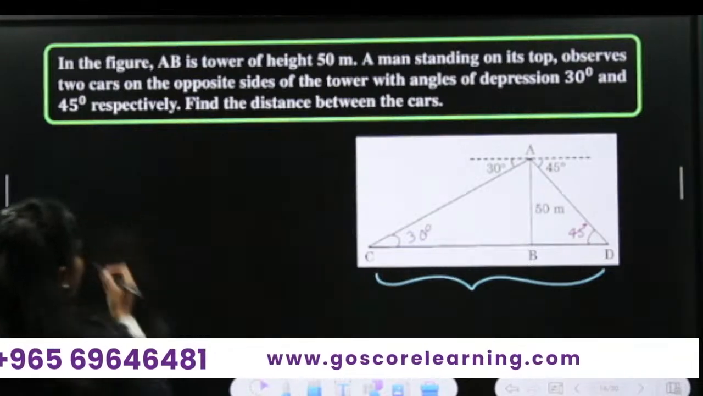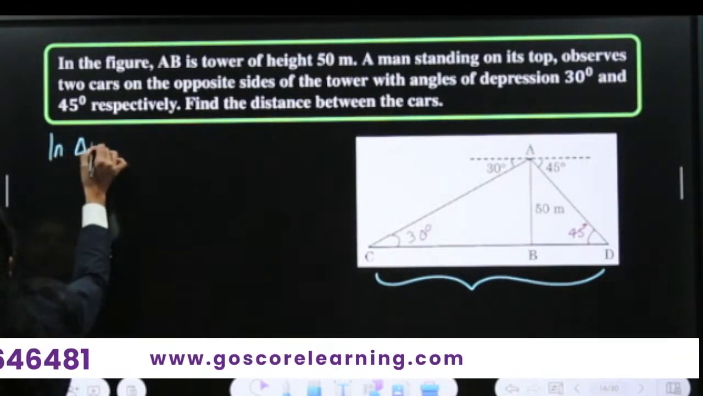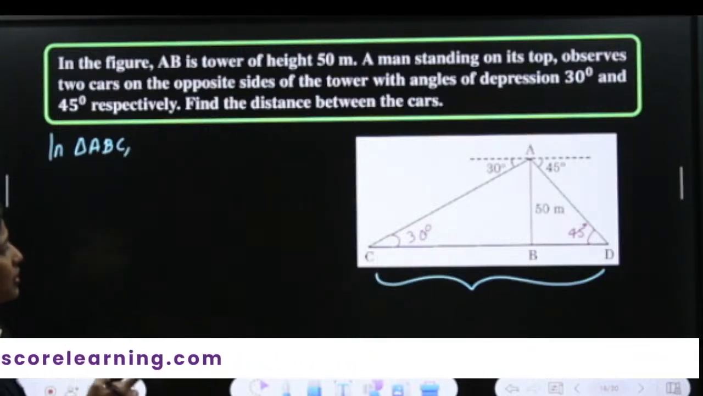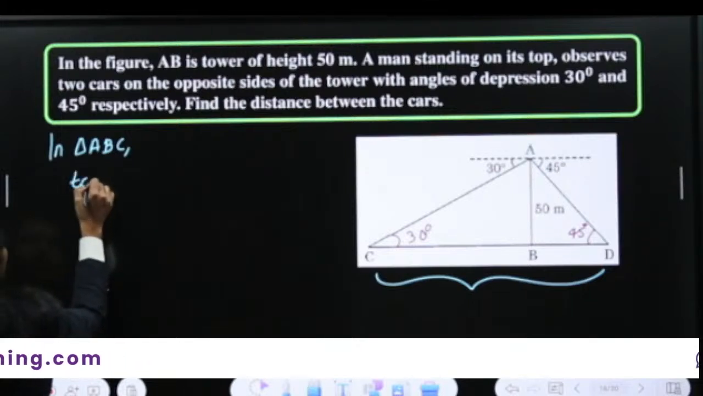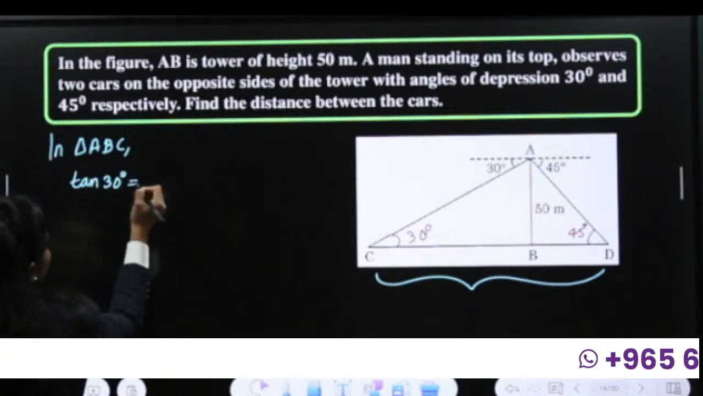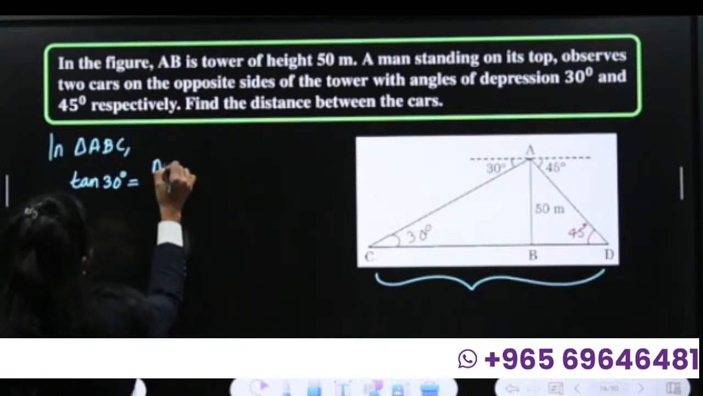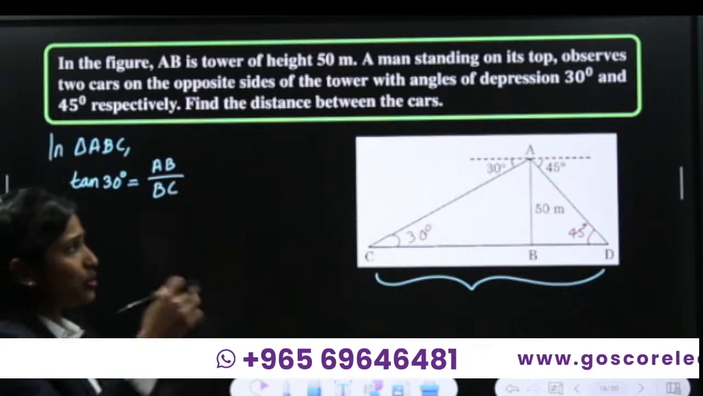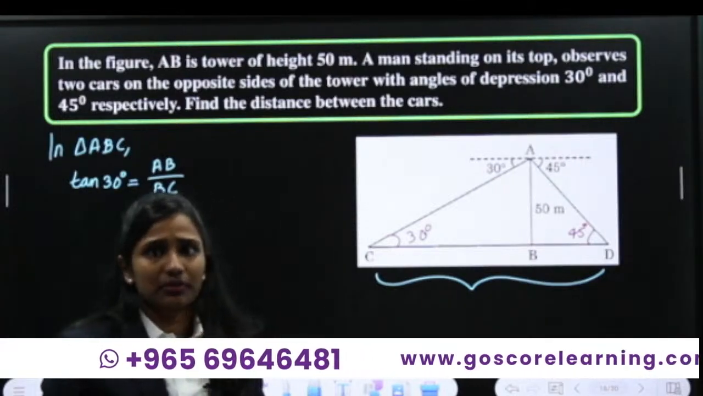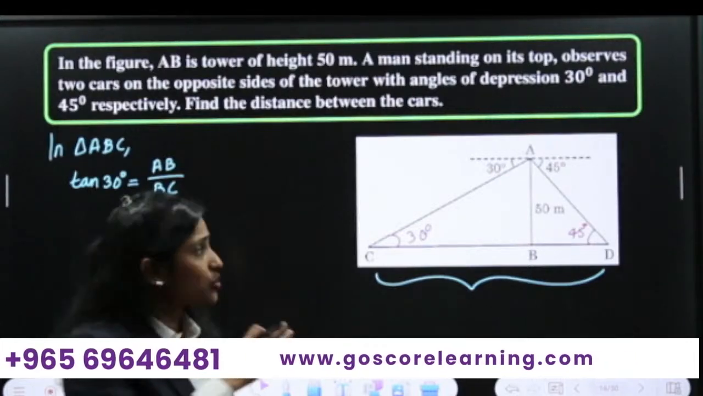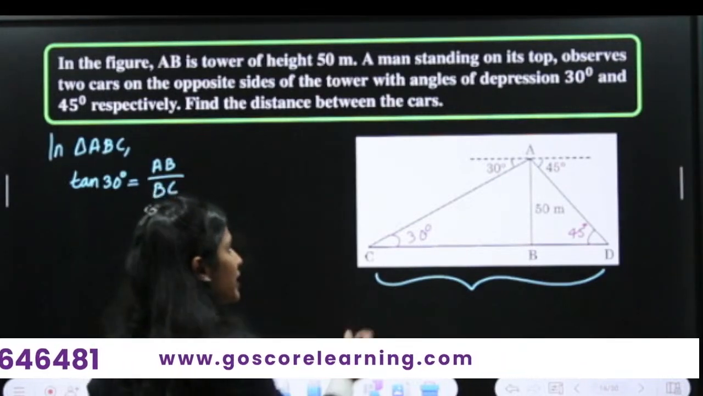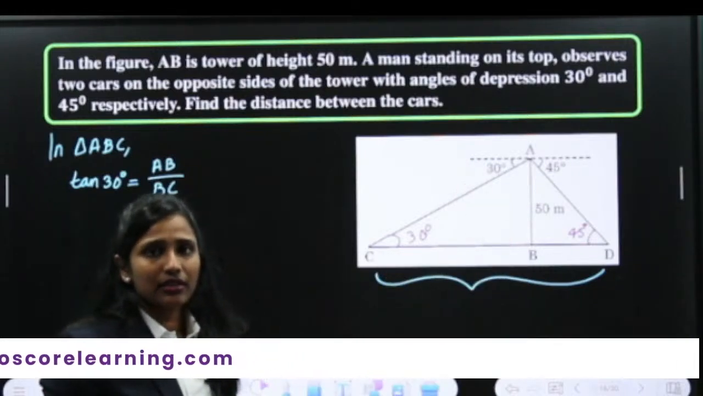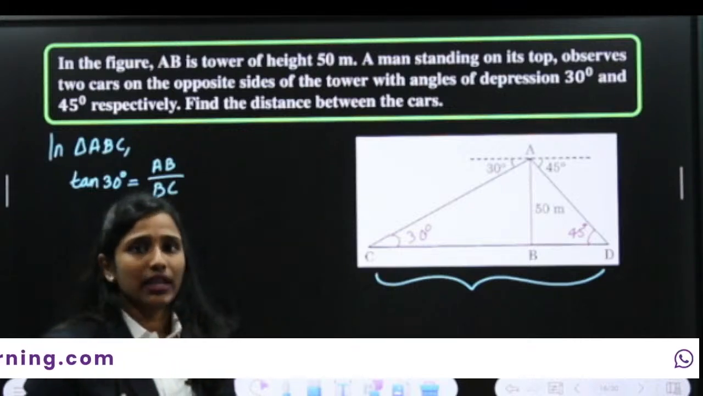Now we can take triangle ABC. So in triangle ABC, we have tan 30 is equal to opposite side AB divided by adjacent side BC. So even though the figure is given, you have to draw it. You have to draw this figure in your answer sheet. Then only we can consider this alternate interior angle, all such things. So don't forget to draw this figure in your answer sheet.